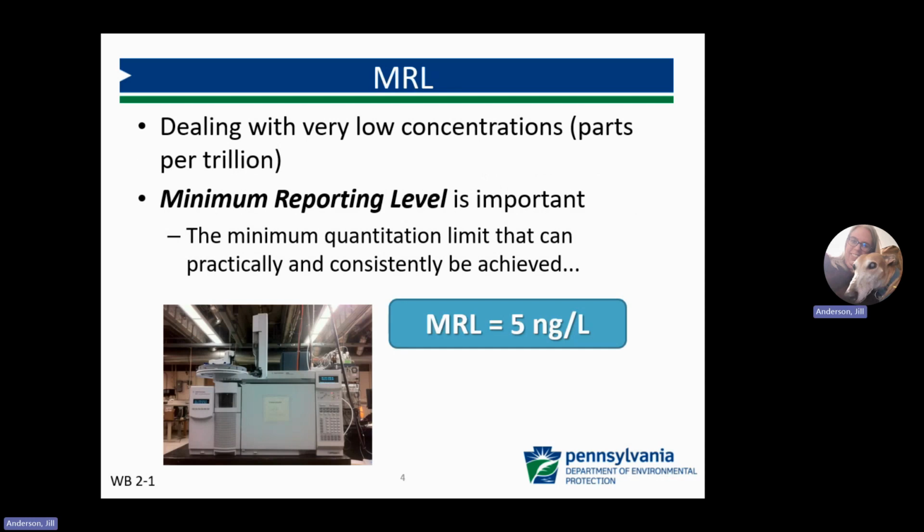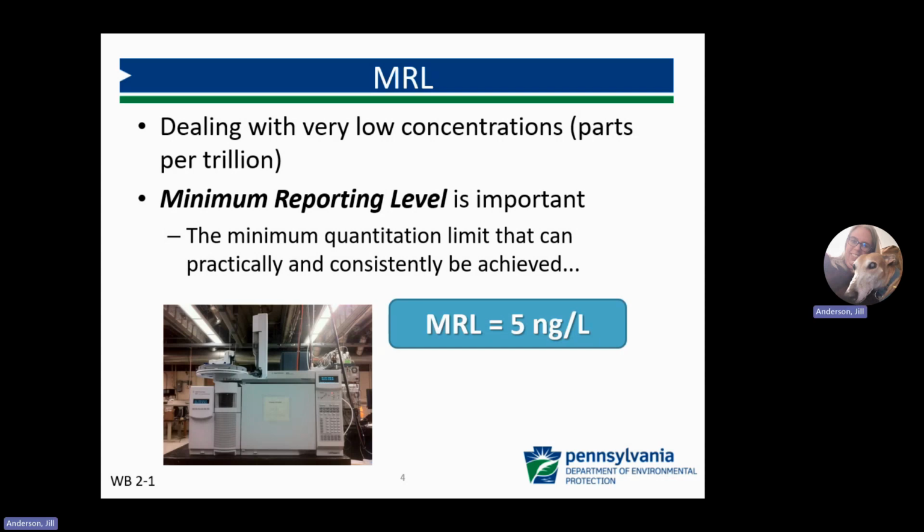Another acronym we'll use is MRL, or minimum reporting level. PFAS contaminants can be detected at very low concentrations in the parts per trillion range. Therefore, the MRL is critical. Again, the full definition of MRL is in the workbook, but MRL is basically the minimum quantitation limit that can be consistently and accurately achieved, meaning it is the lowest level that labs are able to accurately and precisely quantify. The regulatory MRL is 5 parts per trillion, or nanograms per liter, for PFOA and PFAS. This is defined in the reg language.